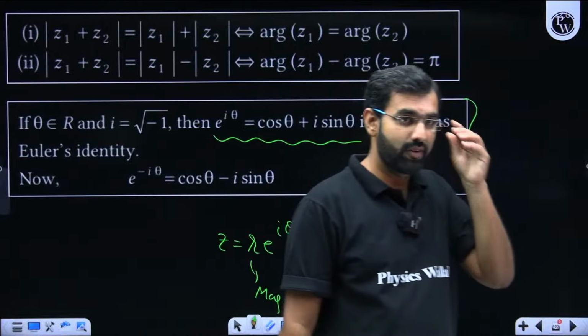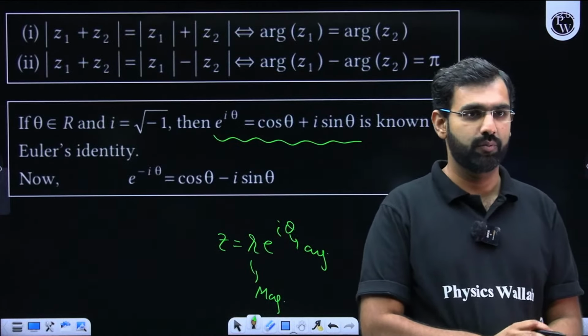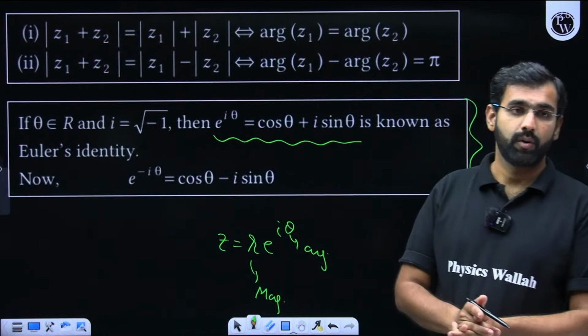Sir, one request after finishing algebra, can you please discuss some small tricks for every chapter? For example, number of reflexive relation.